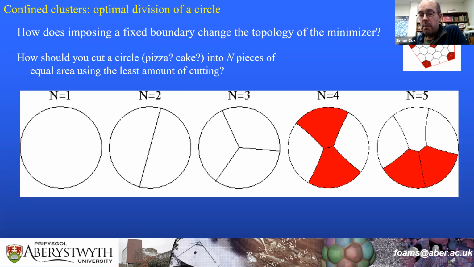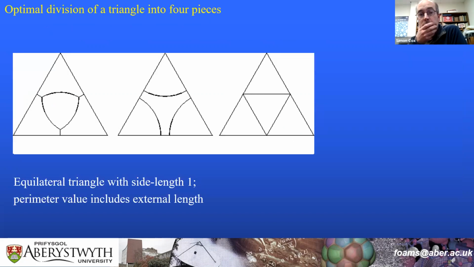And then, of course, for n equals 5, it becomes almost uncuttable. I tried that with a brie at a very fancy event, and I was pretty much thrown out of the event.